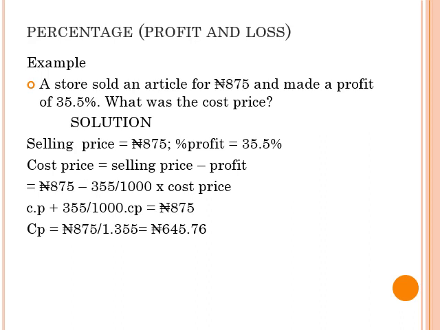Good. So the profit in actual money figure is equal to 35.5 all over 1000, not 100, because of this decimal point, you add another 0 to the 100. So it has 355 all over 1000, times the cost price, which will give us the profit.